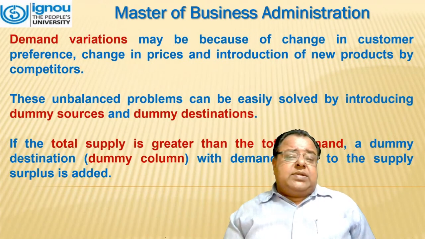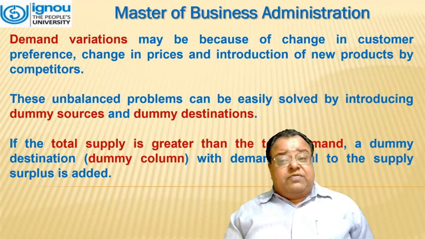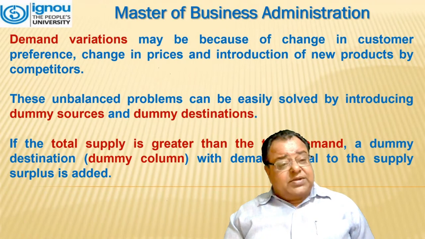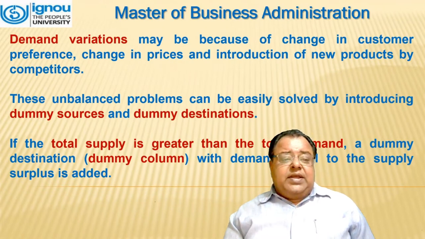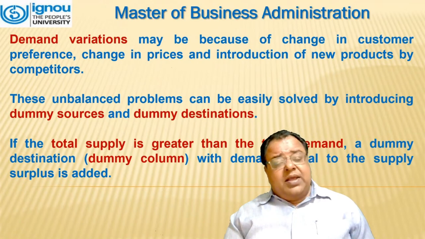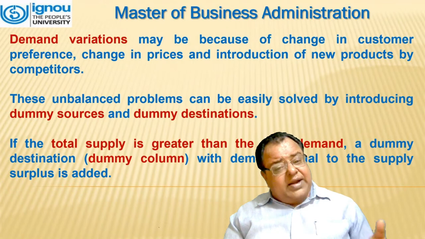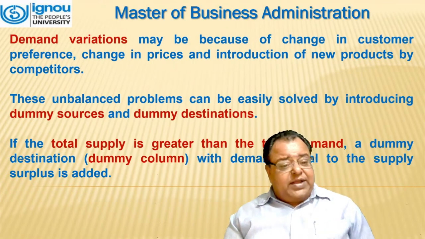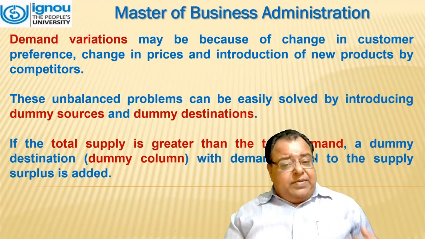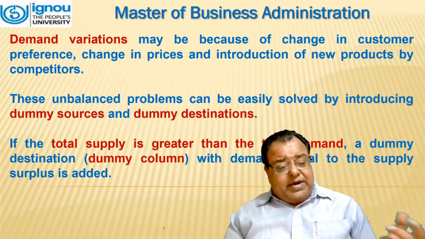Demand variations may be because of changes in customer preference, change in prices, and introduction of new products by competitors. These unbalanced problems can be easily solved by introducing a dummy source and dummy destination. So we have to see how this is implemented.